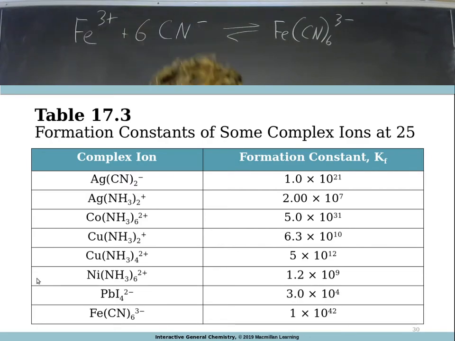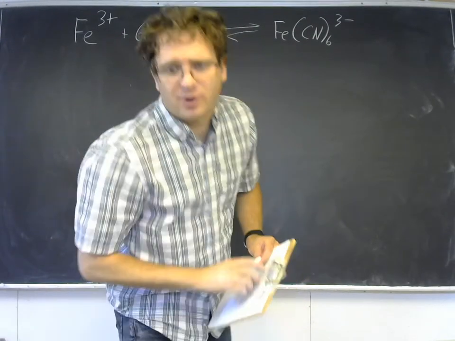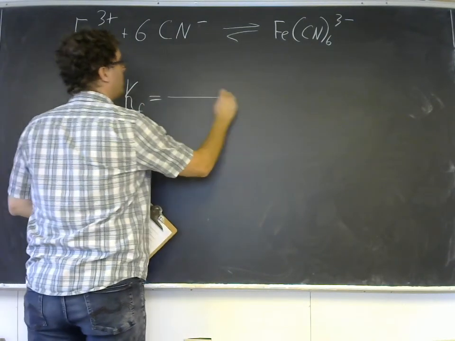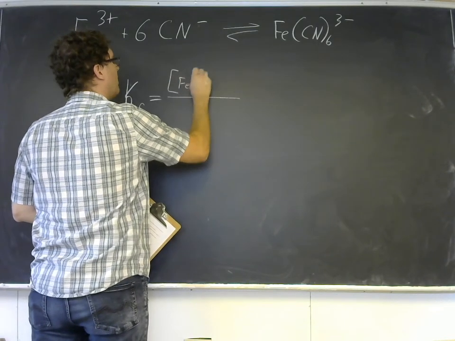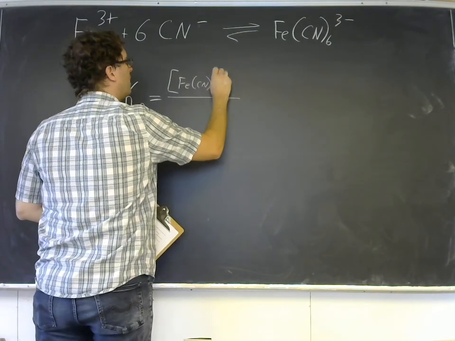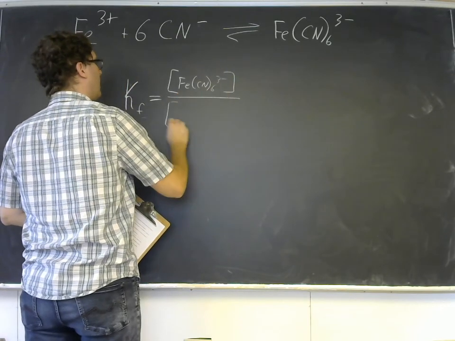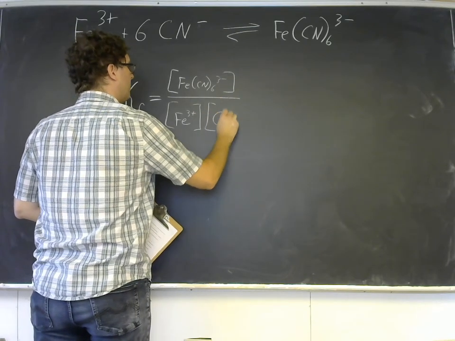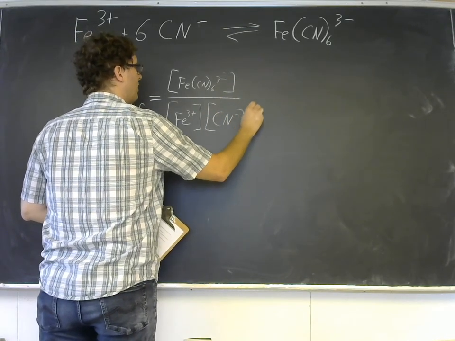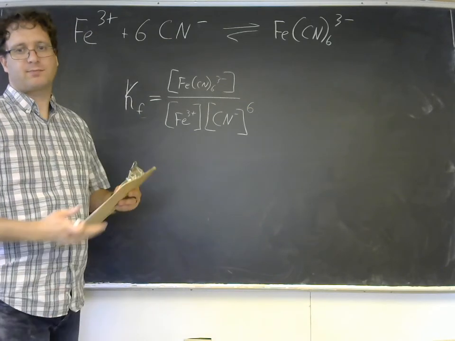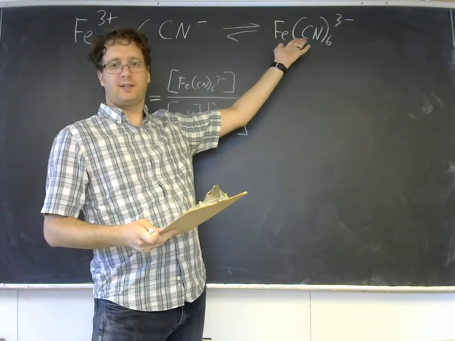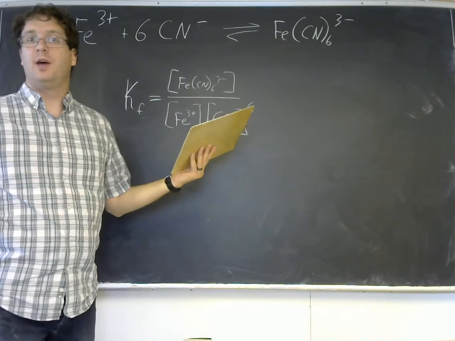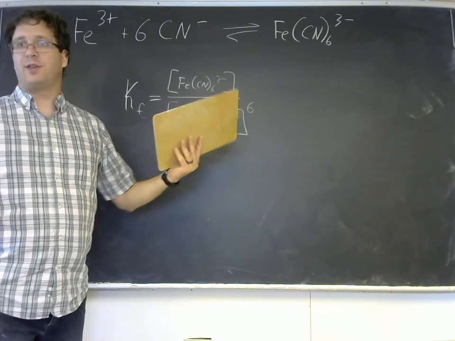Let's get rid of this table now. I don't think we need it anymore. And so the Kf is going to equal the concentration of the complex ion over the concentration of the iron 3+ ion times the concentration of cyanide raised to the 6th power. So just by seeing that product, you should be able to reconstruct everything you might need to do some math with equilibrium chemistry.